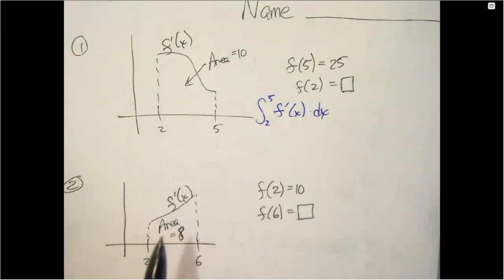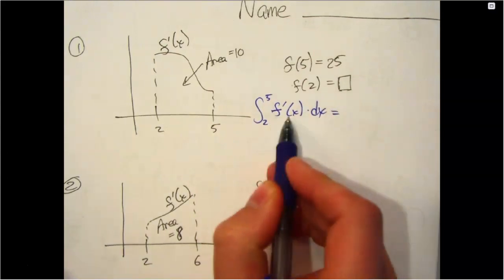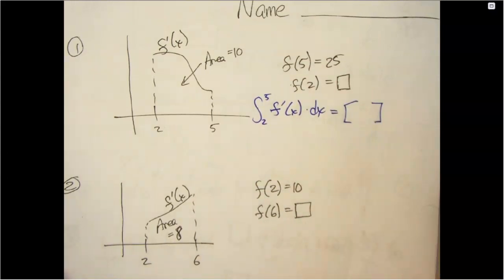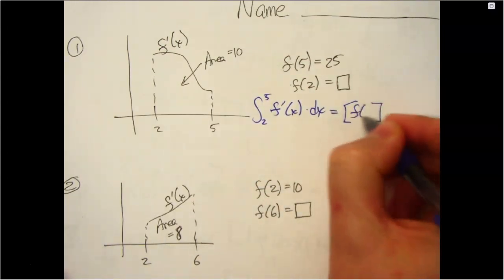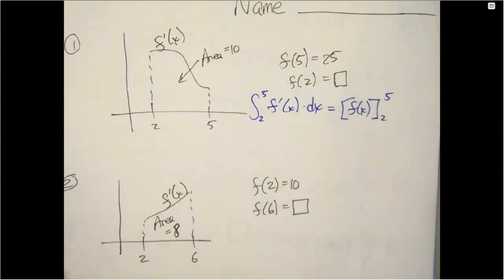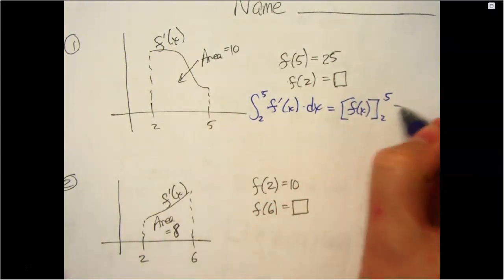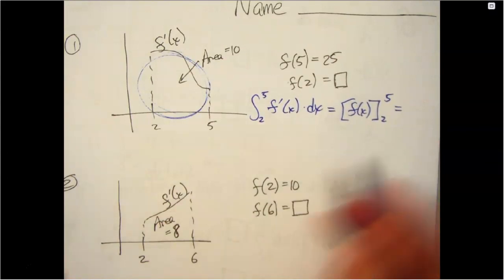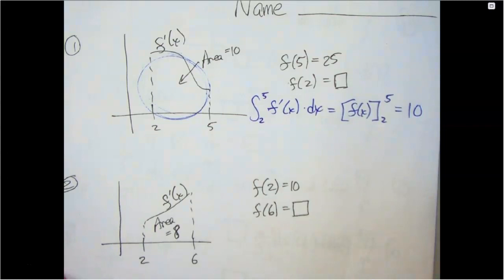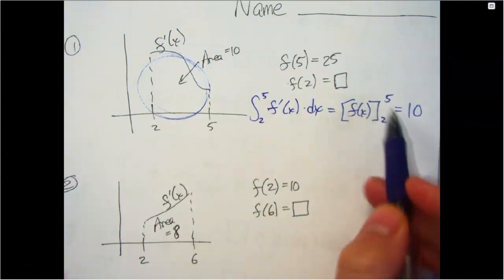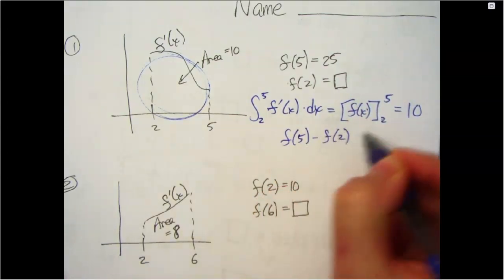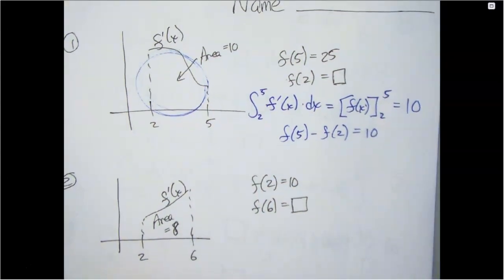Alright, so if I integrate f prime, what do I get? I get f, right? From 2 to 5. And if I integrate f prime, don't I also get this area? Isn't that going to have to equal 10? Because the integral represents the area. So then I can use this to set up a little equation. Plug in the top minus plug in the bottom would say F of 5 minus F of 2 equals 10.